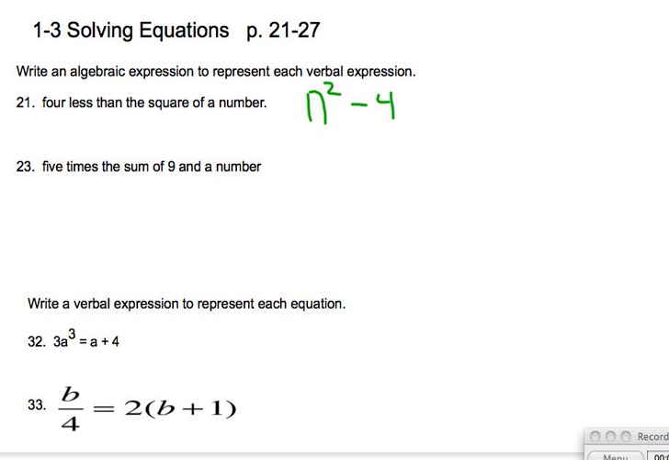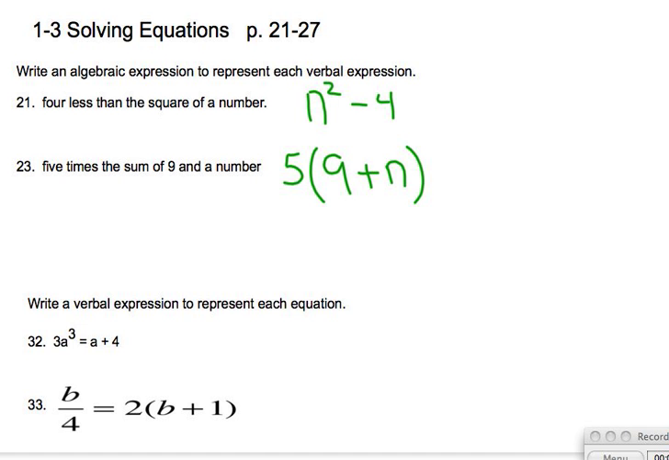Problem 23 says 5 times the sum of 9 and a number. 5 times means I'm going to be multiplying. The sum of 9 and a number means I'm going to need parentheses. And I'm going to take 9 plus some number. Now you can use whatever variable you want. You don't have to stick with n's, x's. So now 5 times the sum of 9 and a number is 5, and then the parentheses, 9 plus n.